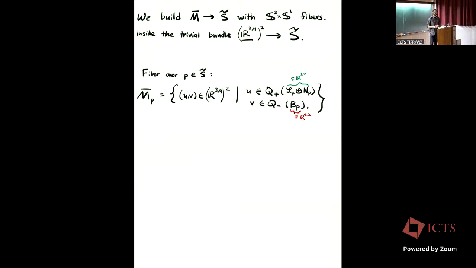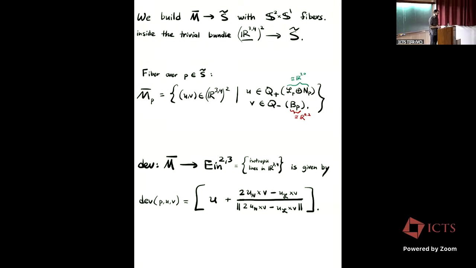M bar is a smooth S1 cross S2 subbundle of this trivial bundle, R^{3,4} squared. And what I promised you is that there's some natural developing map on this space which takes you over to the Einstein universe. So this is a realization of the main theorem, finally. Okay, here it is. This map goes from M bar to the Einstein 2,3 universe, which is a space of isotropic lines. And here's the way that works. Dev eats a point in M bar, which consists of a tuple, P, U, V, where P is in the universal cover and U and V are unit space-like and time-like vectors in the Frenet frame. Out of those, we need to build an isotropic line. Here's the way you do that.